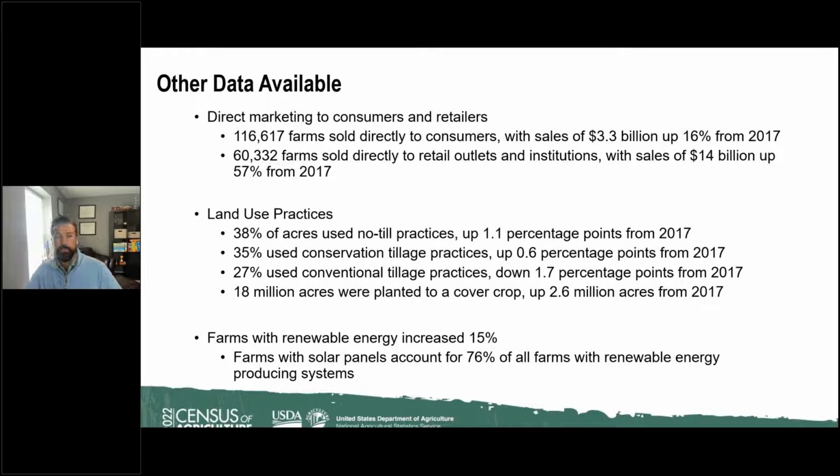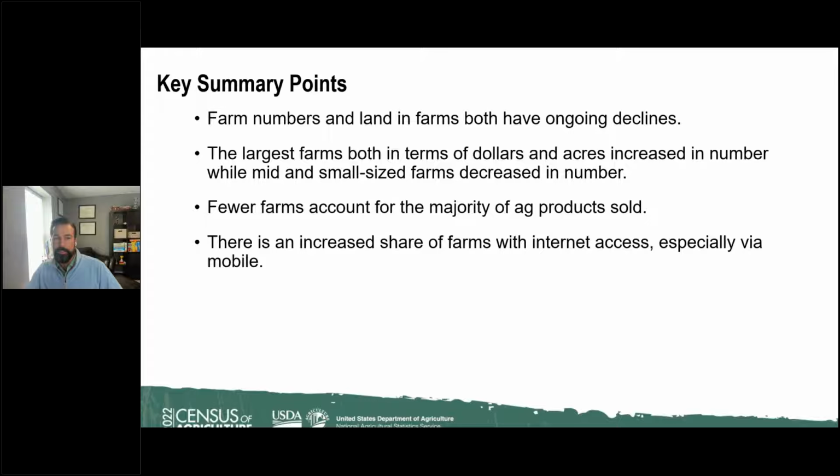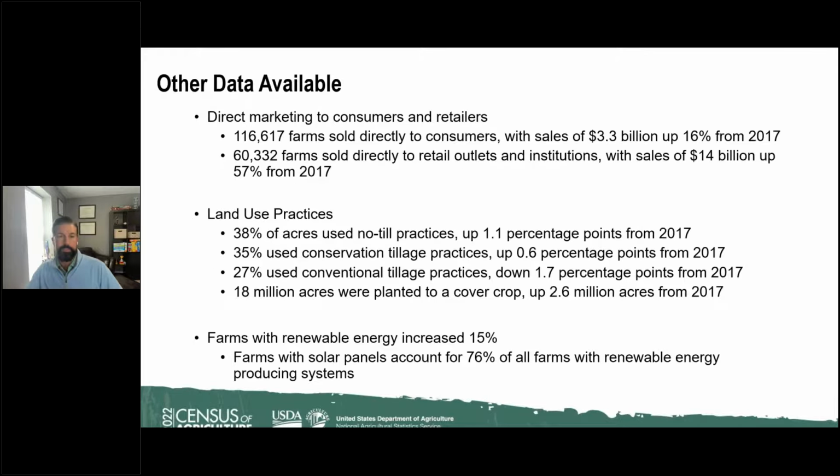Farms with renewable energy production were up 15%. Solar panels accounted for 76% of the renewable energy producing systems on farms. This was the first census in which hemp is listed as an individual crop. Additional highlights on hemp will be released later this fall.